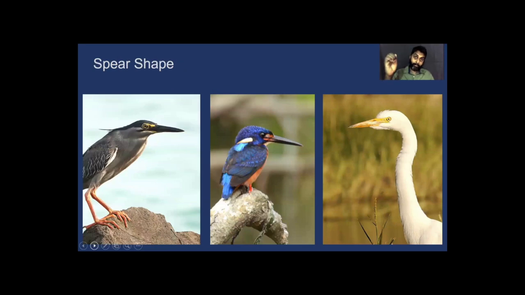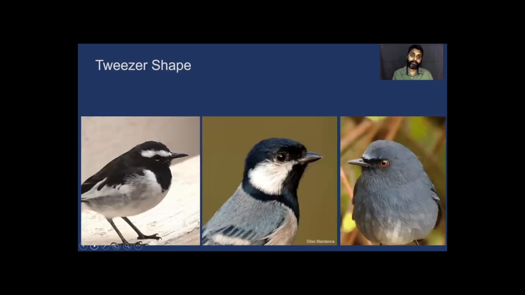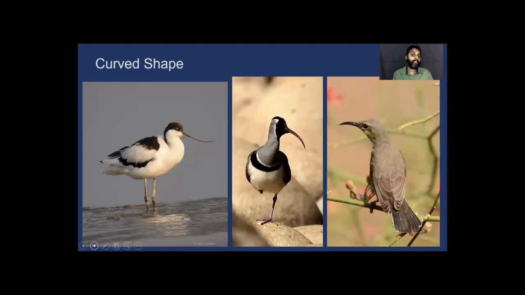Then you have spear shape. Okay, for jabbing, it could be different sizes, to catch fish, depending on the birds, insects. So you have a spear shape to just grab their prey. And you have the plucker or a tweezer shape, okay, to catch small insects from the ground or while flying. Okay, so these are tweezer shapes. So you have the wagtail, great tit, okay, and the robin.